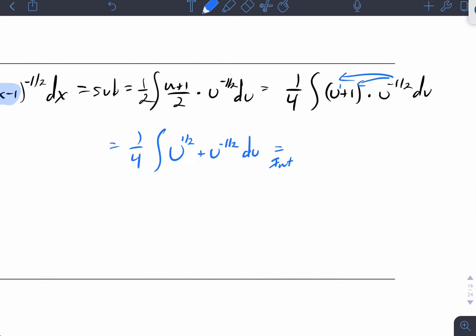Now we can integrate. Oh, wait, before we integrate, I'm sorry. Before we can integrate, what we need to do is write our new limits. We never did that.